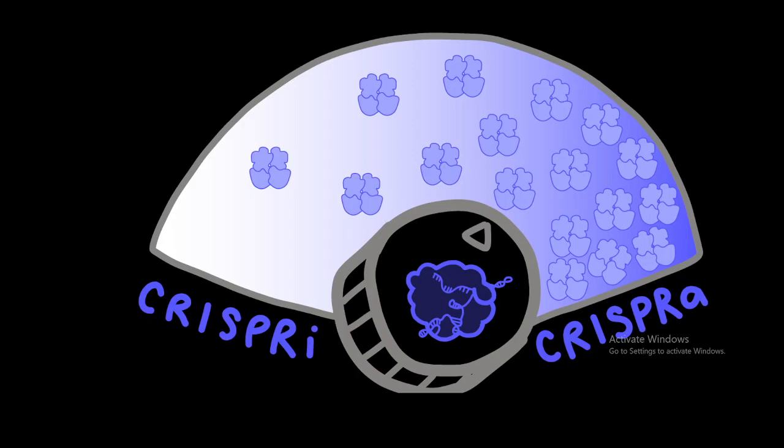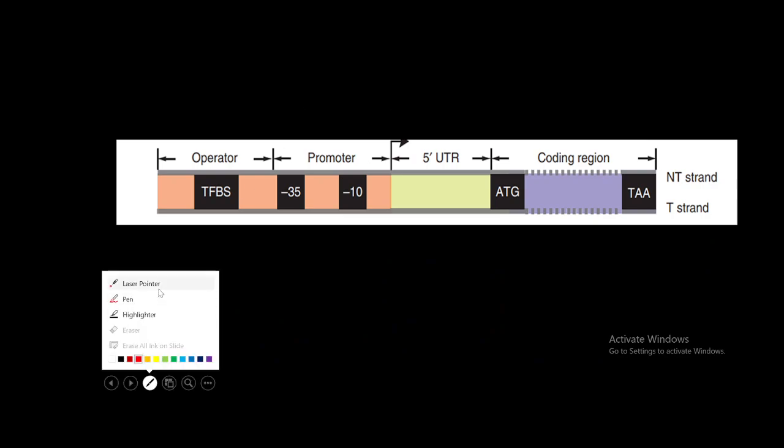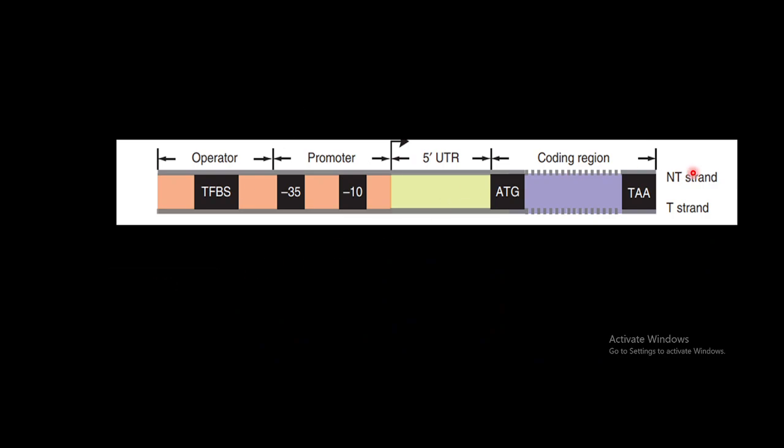Currently I am making lectures on the CRISPR. So today I'm going to cover the CRISPR-I and the CRISPR-A, which is the CRISPR interference and the CRISPR activator. So before moving forward, we need to understand what is the non-template and the template strand, because these are the things which you need to design your sgRNA.